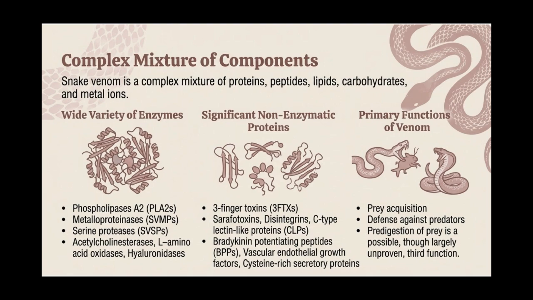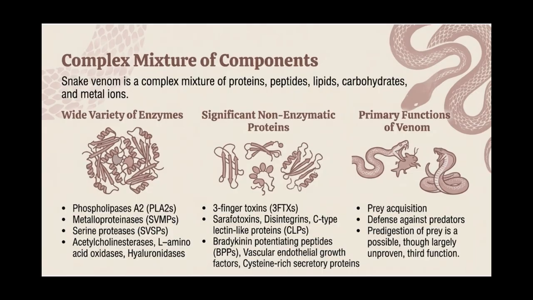Snake venom is a complex mixture composed of proteins, peptides, lipids, carbohydrates, and metal ions. It contains a diverse array of enzymes, including phospholipase A2, metalloproteinases, serine proteases, acetylcholinesterases, L-amino acid oxidases, and hyaluronidases. In addition to enzymatic components, non-enzymatic proteins also play significant roles. These include three-finger toxins, sarafotoxins, disintegrins, C-type lectin-like proteins, bradykinin potentiating peptides, vascular endothelial growth factors, and cysteine-rich secretory proteins.